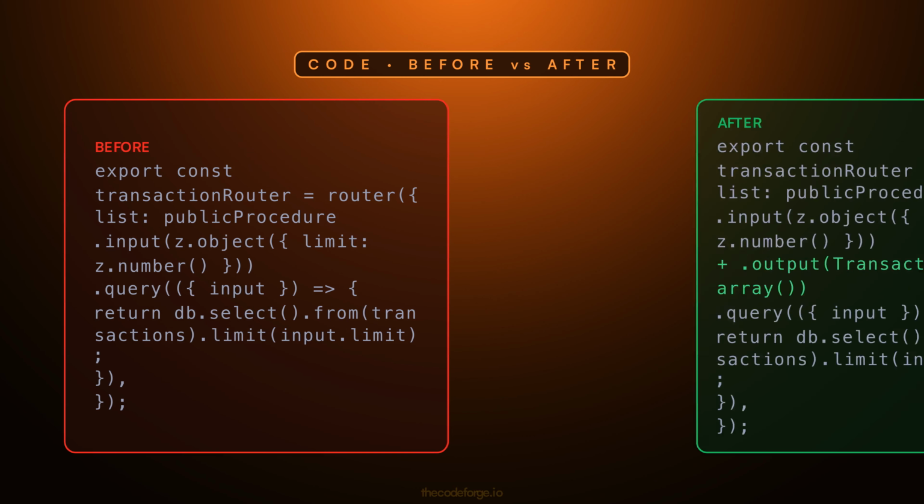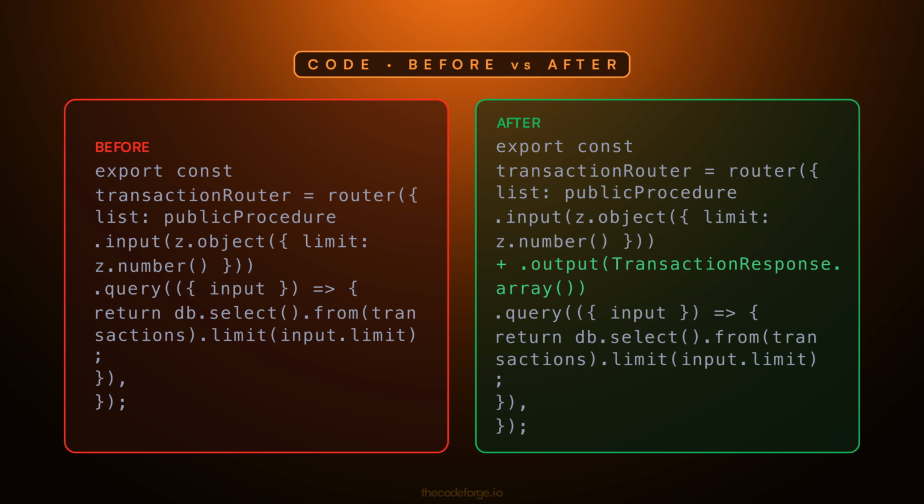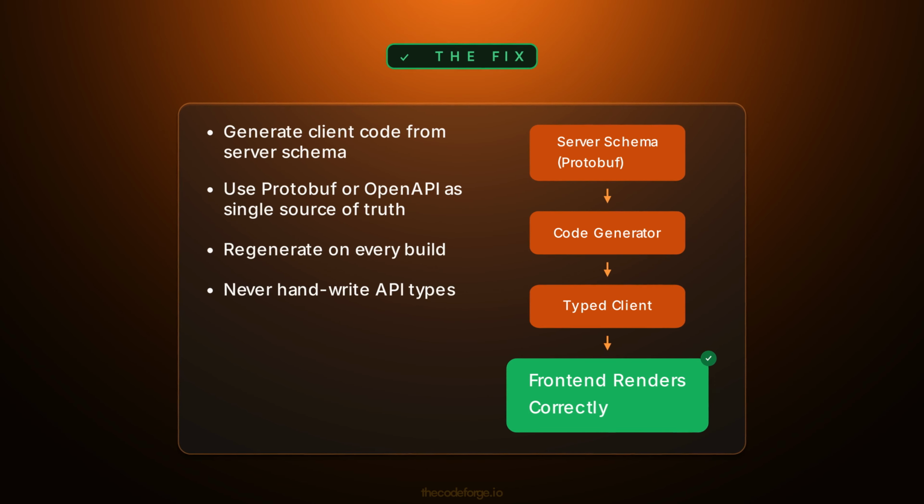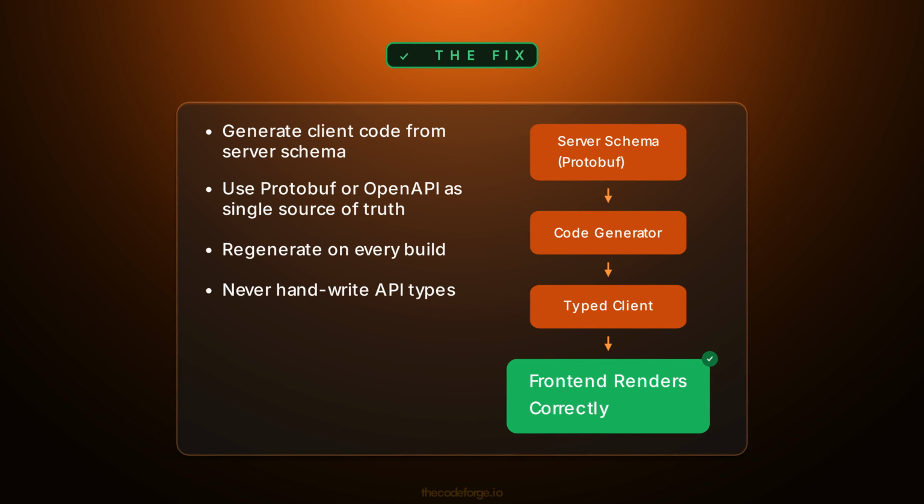The API returned currency precision as a raw integer without output validation, so the frontend received a number instead of decimal places. Adding output validation in tRPC ensures the return value matches the expected shape. The fix is to always generate client code from the server schema. Use a single source of truth like protobuf or OpenAPI and regenerate on every build.